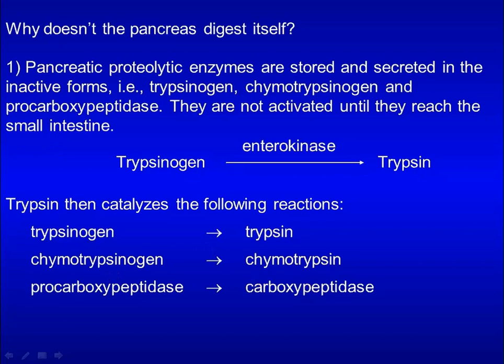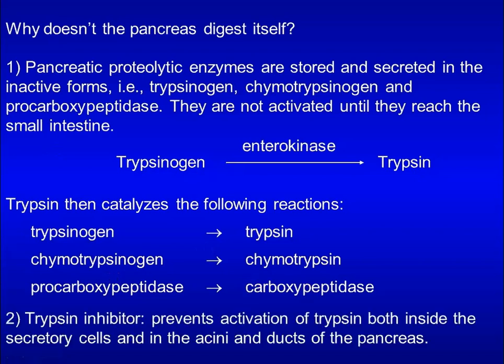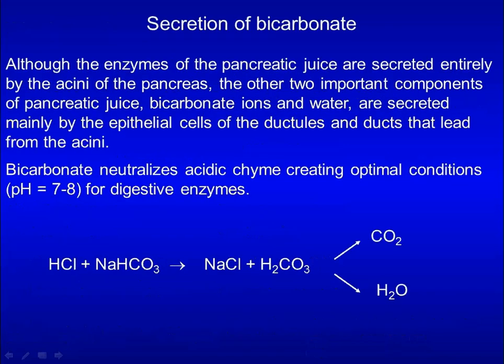Second, acini cells also secrete trypsin inhibitor. Trypsin inhibitor prevents activation of trypsin both inside the secretory cells and in the acini and ducts of the pancreas. Although the enzymes of pancreatic juice are secreted entirely by the acini, bicarbonate and water are secreted by the epithelial cells of the ductules and ducts.